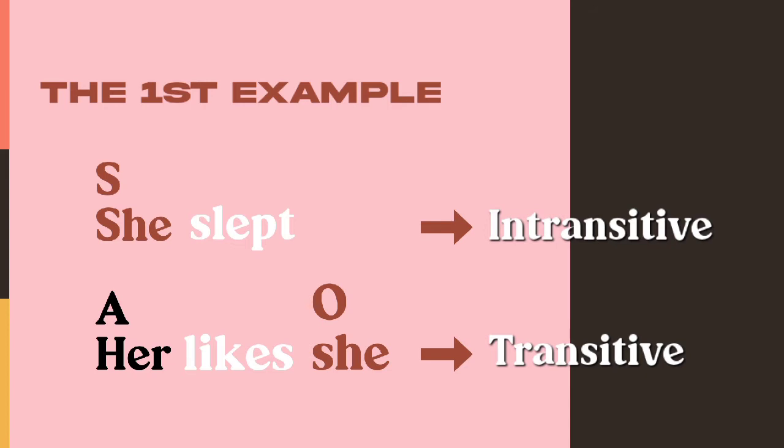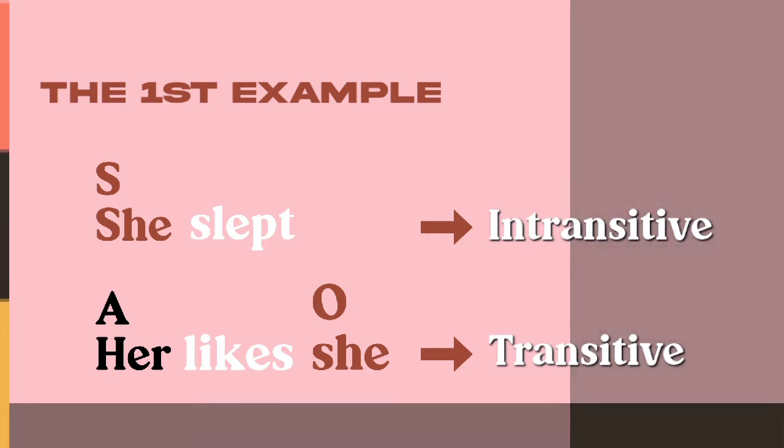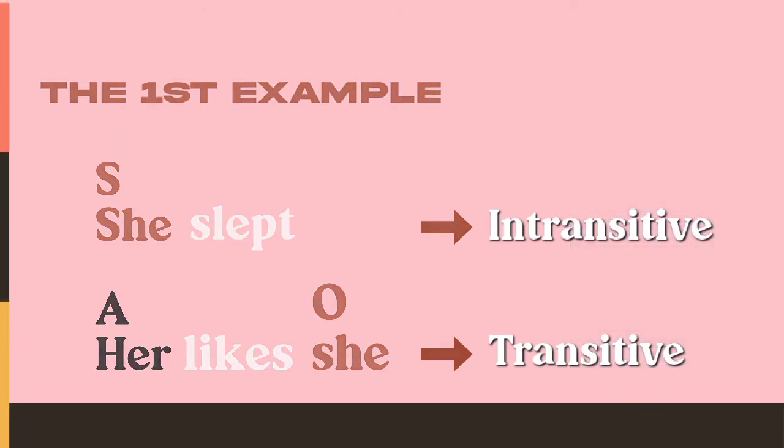Okay, so now we have two sentences. The first one is "she slept," which is an intransitive verb, and the second one is "her like she," which is a transitive verb. "She" is the subject of an intransitive verb, and "her" is the agent of a transitive verb. "She" is the object of a transitive verb. As I explained before, S and O are in the same form, while A is treated differently. As we can see in this picture here, the S and O are in the same form, while A is not. "Her" is not in the same form as "she."